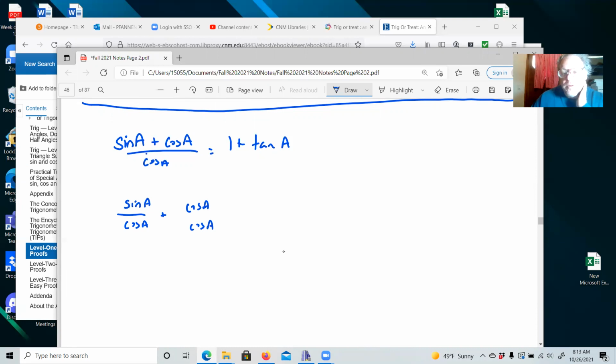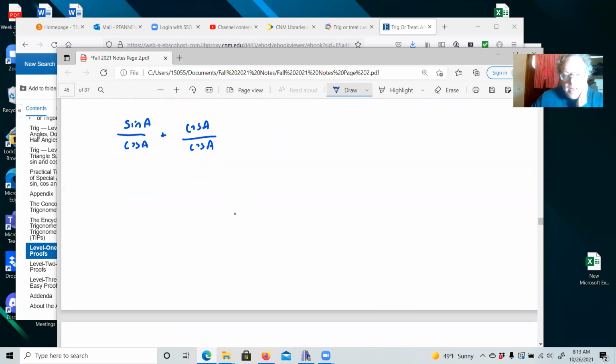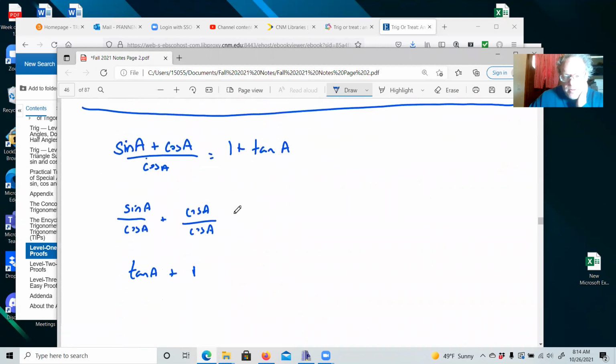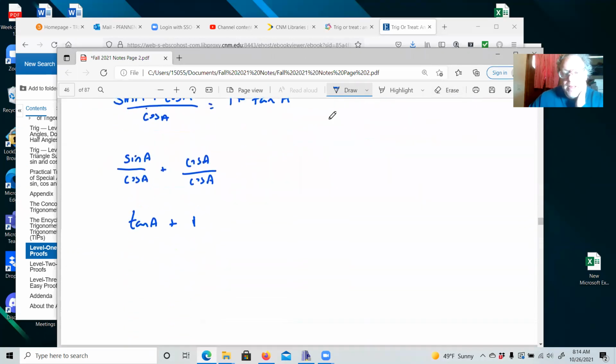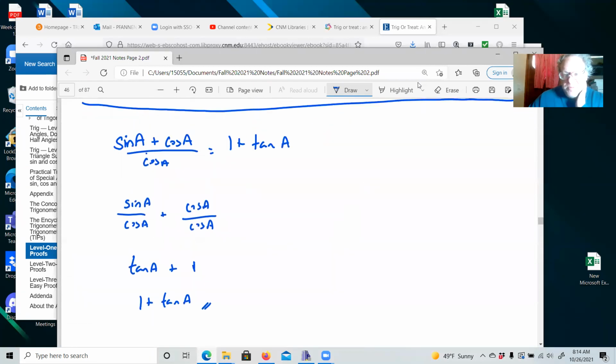So we're starting from the left. You are not allowed to touch the right-hand side. You're just not allowed to go over here and deal with this. Then sine over cosine, well, that's tangent, and then plus cosine over cosine would be 1, and we're just going to commute. Oops, I want tangent. Okay, tangent of A, and this is what we're trying to show. So that's the kind of thing I would expect you guys to be able to do.